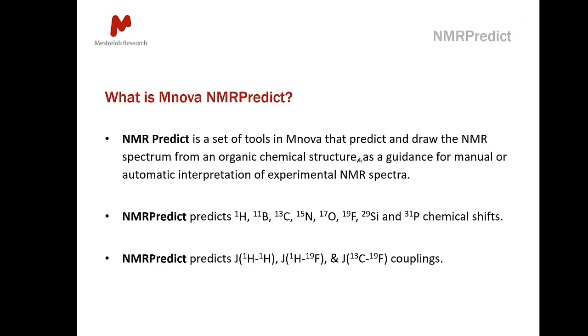Okay, so what is Mnova NMR Predict? It is a set of tools in Mnova that predict and draw the NMR spectrum from an organic chemical structure, which can be used as a guidance for manual or automatic interpretation of your experimental NMR spectrum. Right. It predicts proton, boron, carbon, nitrogen, oxygen, fluorine, silicon, and phosphorus chemical shifts. Right. It also predicts the proton to proton J coupling constants, proton to fluorine, and carbon to fluorine coupling constants as well. Right. So chemical shifts and some couplings.